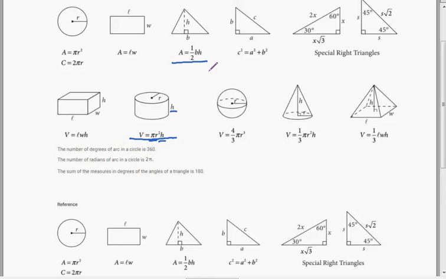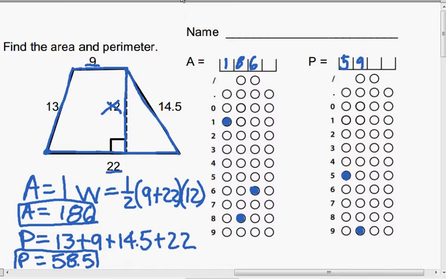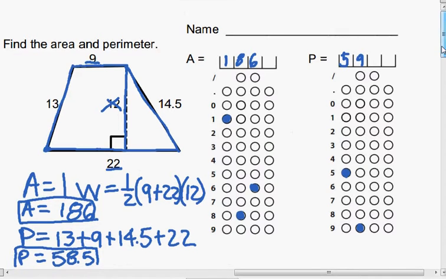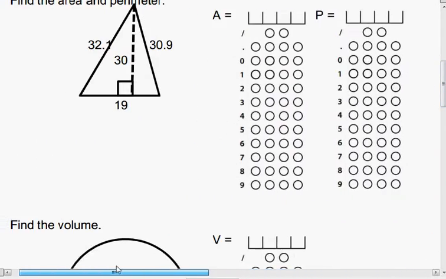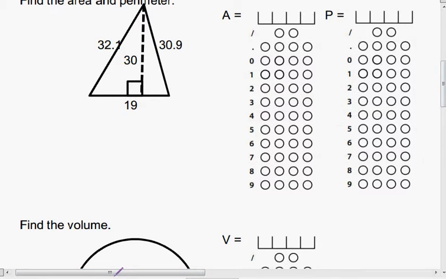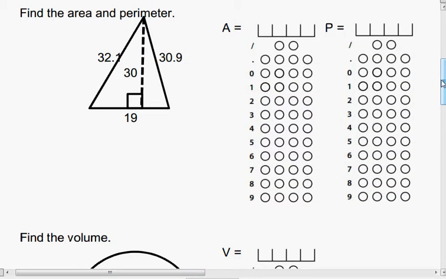But for my triangle, 1/2 base times height. And we see base and height have to be perpendicular. In order to do this, they have to be perpendicular. We're given that information for our triangle. So, to start off with, base 19, area equals 1/2 times 19 times 30.